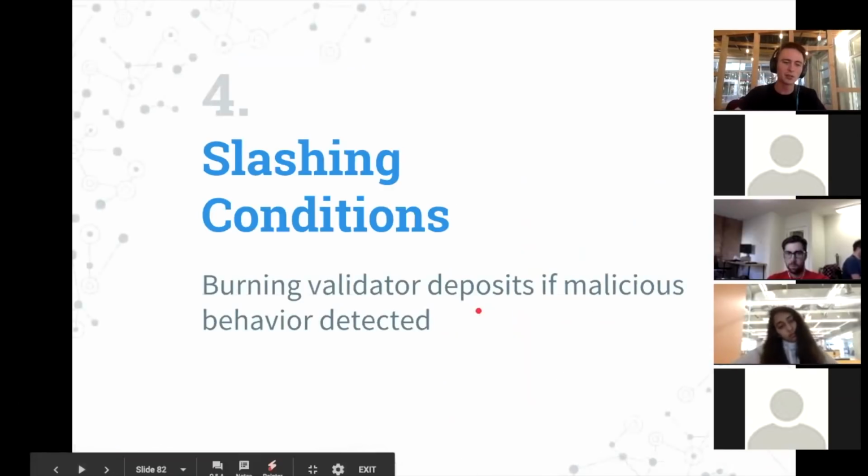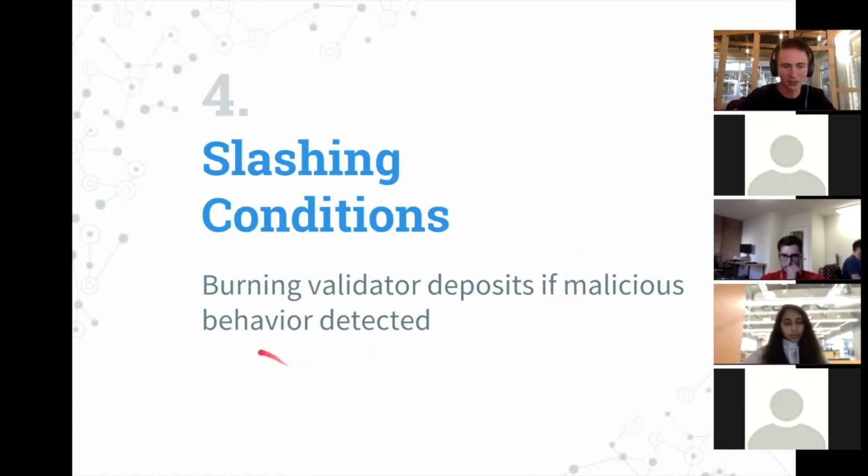Anyway, cool. So now, on to slashing conditions. Burning the validator deposits if malicious behavior is detected, right? So once again, we're burning the deposits. And I actually got a question on this: why do you burn deposits rather than redistribute them? And I think this is actually a pretty cool thing.